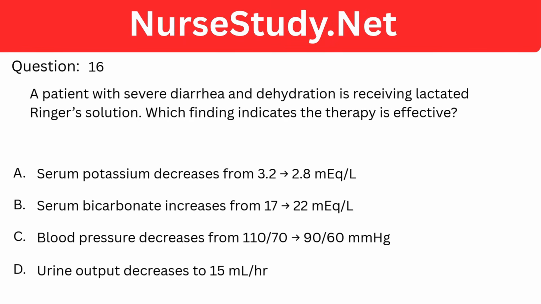Question 16. A patient with severe diarrhea and dehydration is receiving lactated Ringer's solution. Which finding indicates the therapy is effective? A. Serum potassium decreases from 3.2 to 2.8 milliequivalents per liter. B. Serum bicarbonate increases from 17 to 22 milliequivalents per liter. C. Blood pressure decreases from 110/70 to 90/60 millimeters of mercury. D. Urine output decreases to 15 milliliters per hour.